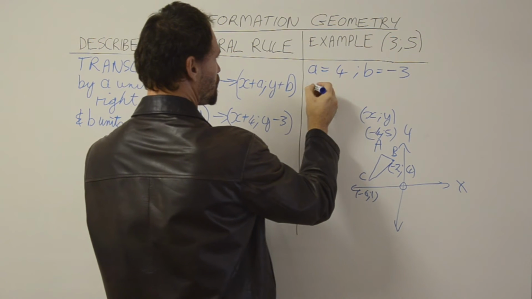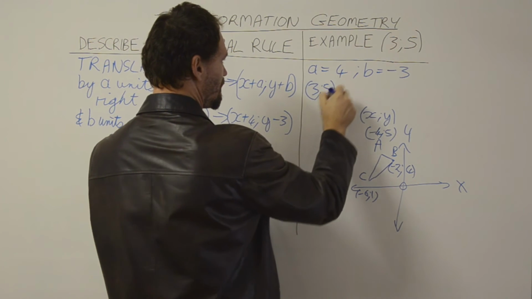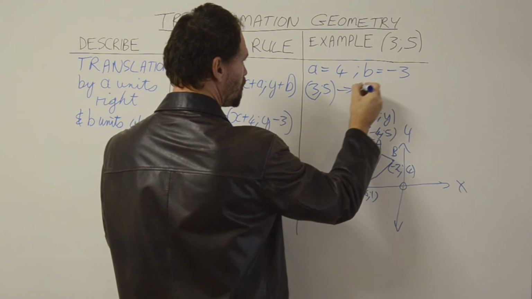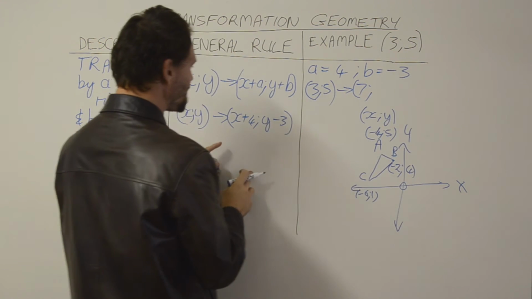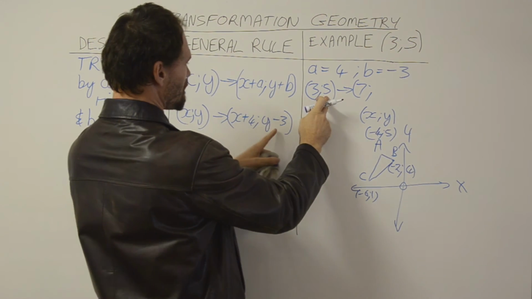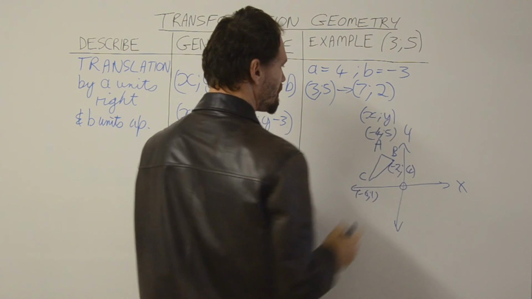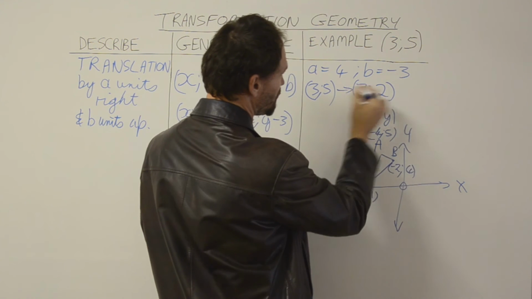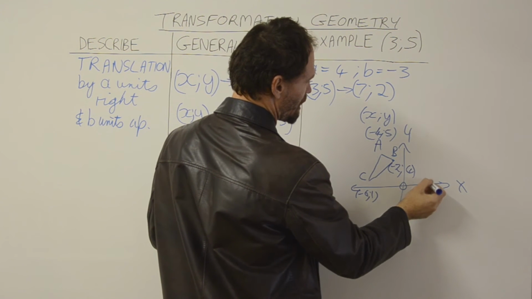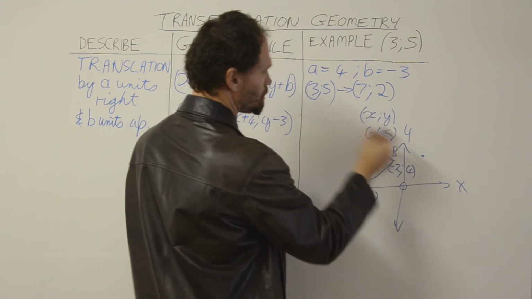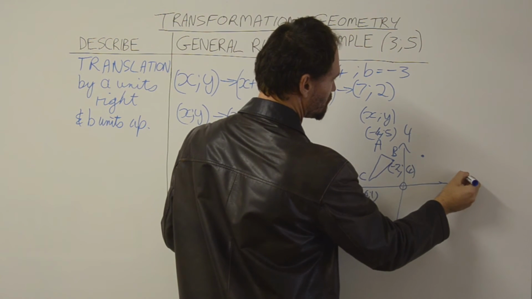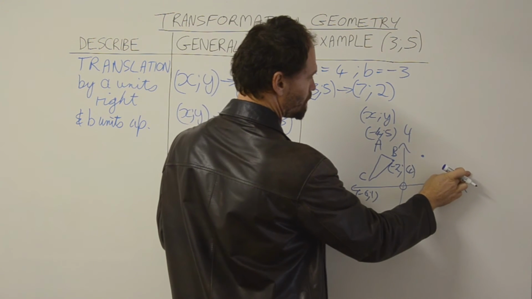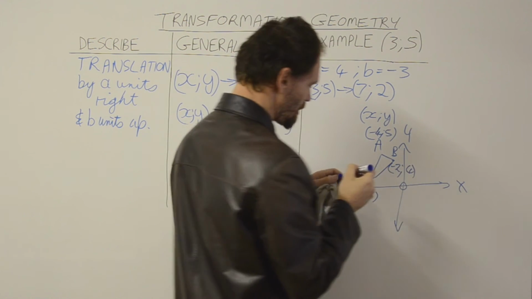So if I put my point 3, 5 in there, what happens? 3 plus 4 is 7, my new x value. And what will the y value be? The y value is 5, so I go minus 3, which is 2. So on the Cartesian plane, I'm just going to plot that point there. I'm going to say 3 and 5. That point there would go across to 7 and down to 2. So that's the transformation from there to there. 3, 5 to 7, 2.